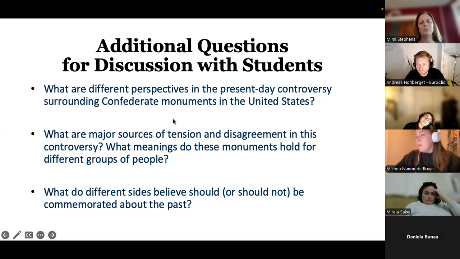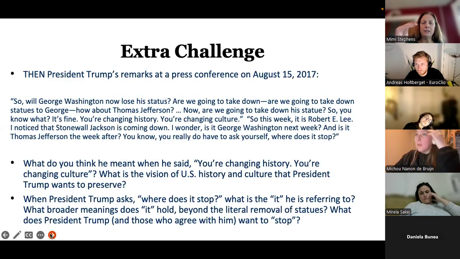We ask them to summarize the different perspectives. What are the major sources of tension and disagreement in the controversy? And what do different sides believe should or should not be commemorated about the past? So again, returning to some of these bigger questions. There is an extra challenge.